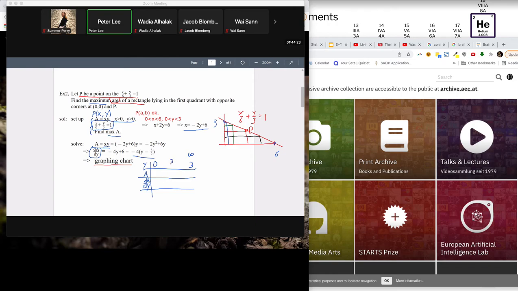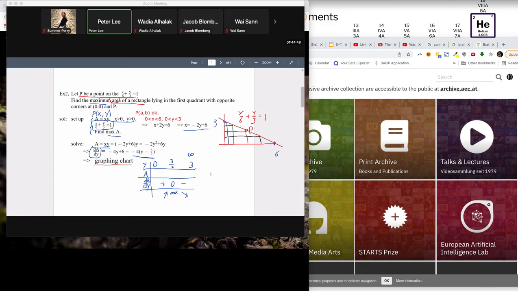So now all we need to do is just 3 over 2. And now at 3 over 2, we get a 0. And then when y is bigger than 3 over 2, this is plus, and then minus here, and a plus here. That means A is now going up, and then A is now going down. So that means we do have a maximum here. Is the function continuous? Yeah, the function is continuous.